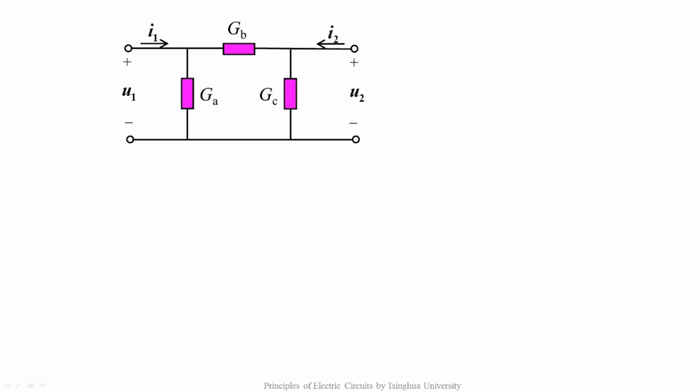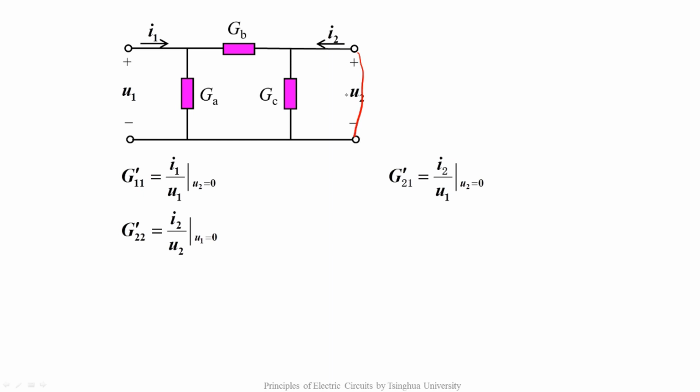Okay, suppose we use such a pi-type network to be the equivalent network of the original one. We need to determine the three resistances to ensure that this two-port network has the same voltage-current relationships at each of the two ports as the original one. We can find the G parameters of this two-port. Letting port 2 be short, we get G11 prime and G21 prime.